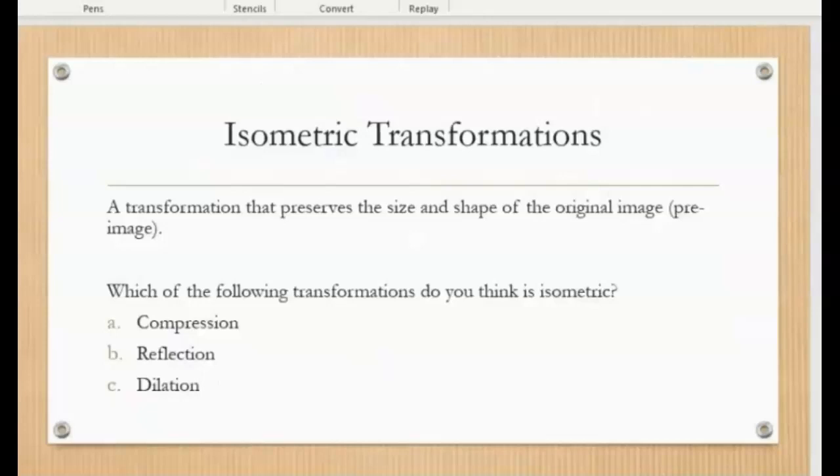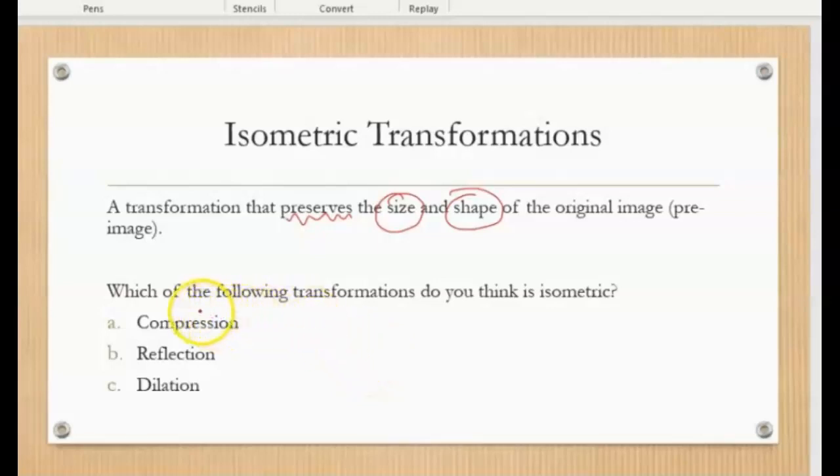So we have some special transformations. They're called isometric transformations. They're very special. It's a transformation that preserves the size and the shape. So it's not going to get bigger or smaller. It's going to stay the same size. It preserves the size, and it's going to stay the same shape. So it's not going to shrink and turn into something else. So which of the following transformations do you think is isometric? Which one of these will never change the size and never change the shape?